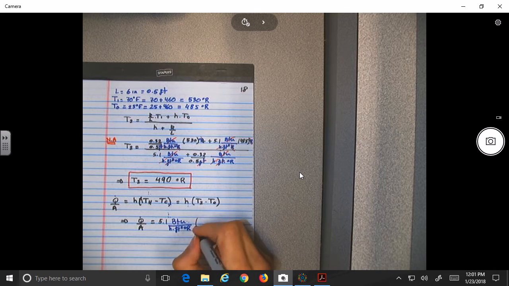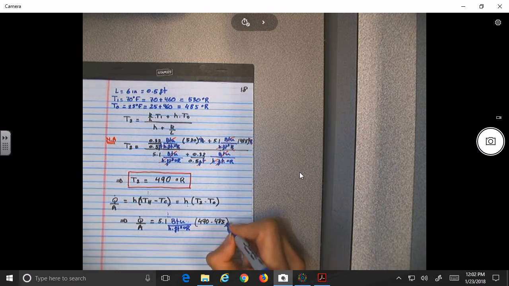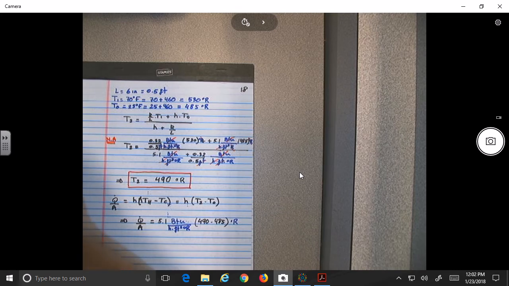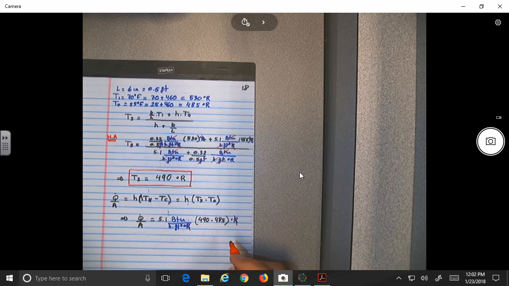times T2, which we found to be 490, minus 485 Rankine, so the Rankines are going to cancel. Okay, so that's correct. So at the end, how much do we find? 25.5.